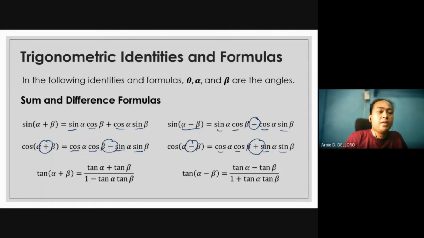Okay? When the operation is subtraction, we have tangent alpha minus beta is equal to tangent alpha minus tangent beta all over 1 plus tangent alpha times tangent beta. Okay? So these are the sum and difference formulas.